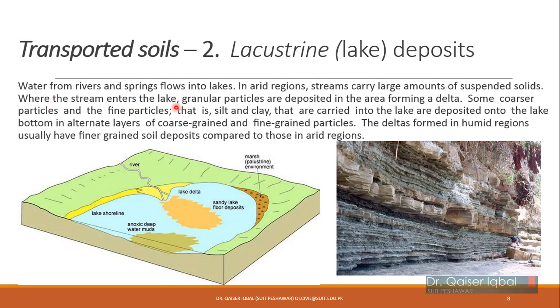Where the stream enters the lake, granular particles are deposited in the area, forming a delta. So when the stream enters a lake, you can see it is basically depositing silty and sandy soil over here, forming a delta. Some coarser particles and the fine particles, that is silt and clay, are carried into the lake and deposited on the lake bottom in alternate layers of coarse grain and fine grain particles.